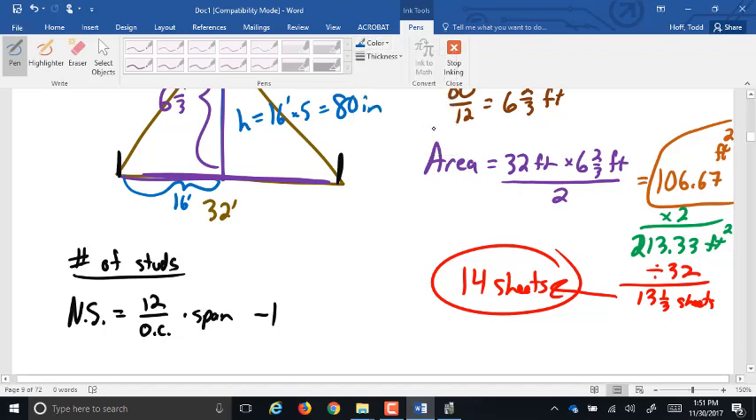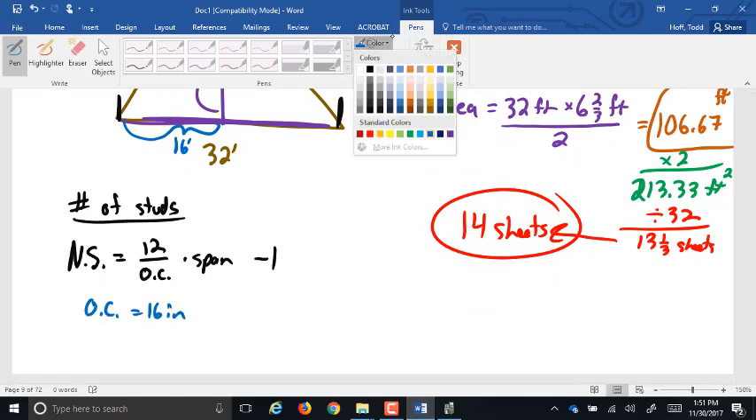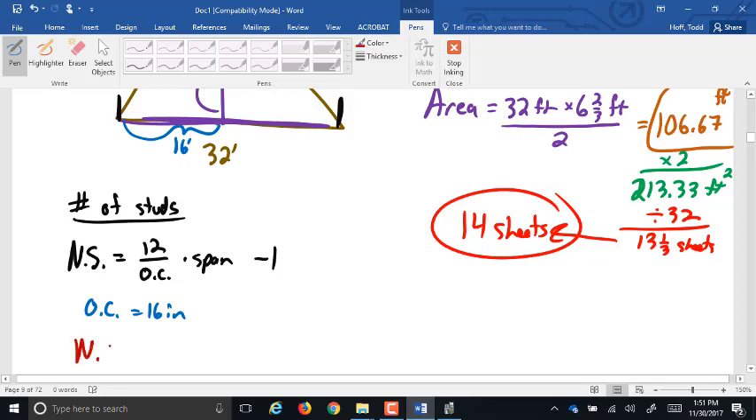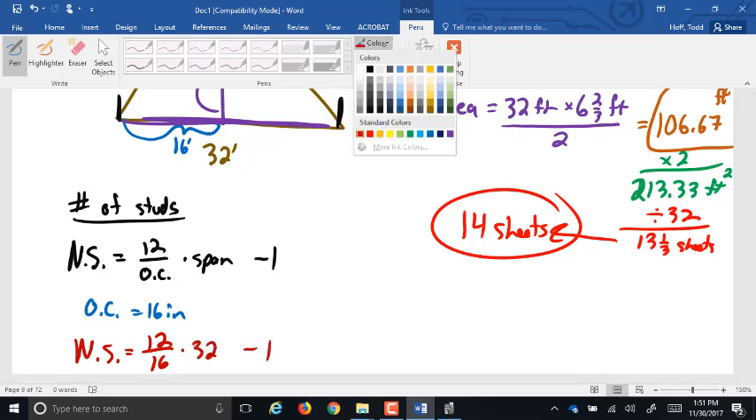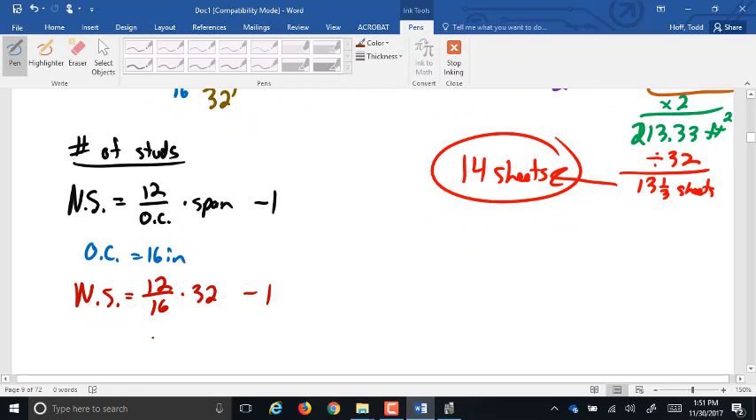If I assume my on-center spacing is 16 inches, that's going to become the number of studs equals 12 over 16 times 32 minus 1. What's 12 16ths times 32? I get 24. Minus 1 would be 23 studs. Any questions on finding the number of studs?